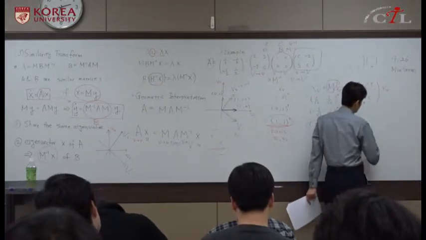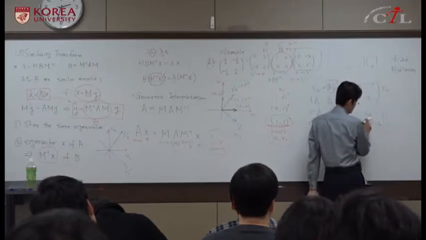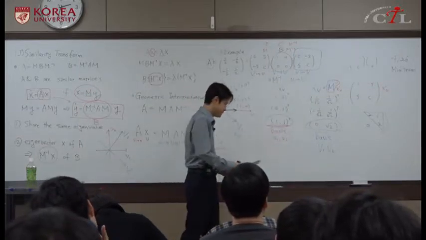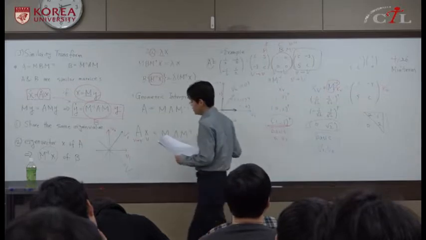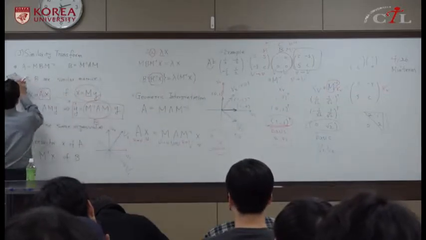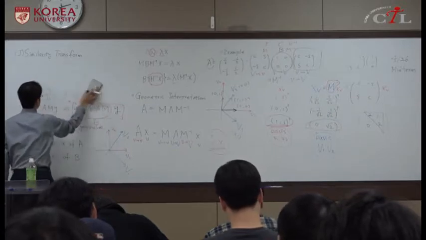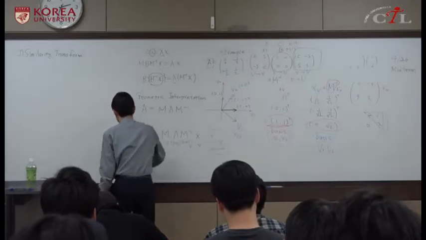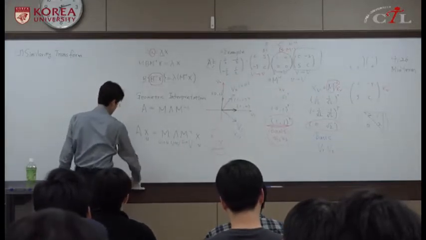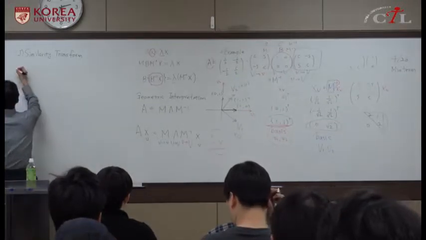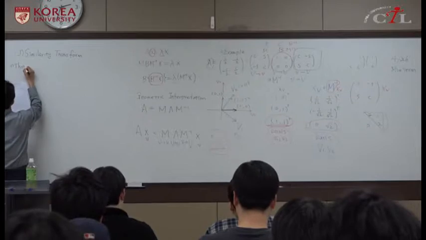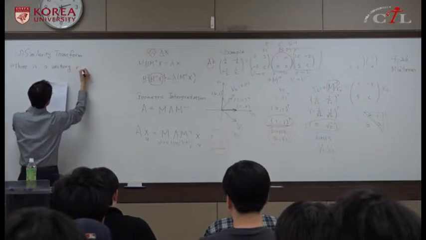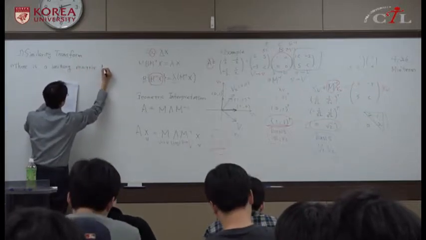So we find triangular matrix for repeated eigenvalues, for example, like this. Triangular matrix. So that's triangular form with a unitary matrix B. Okay, let me write a theorem. There is a unitary matrix M equal to U.